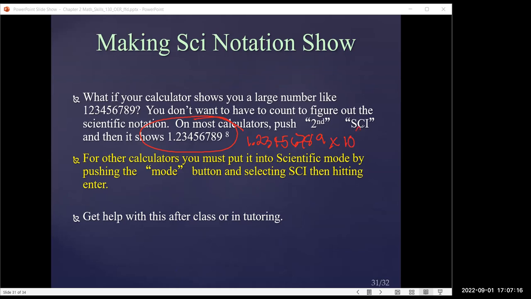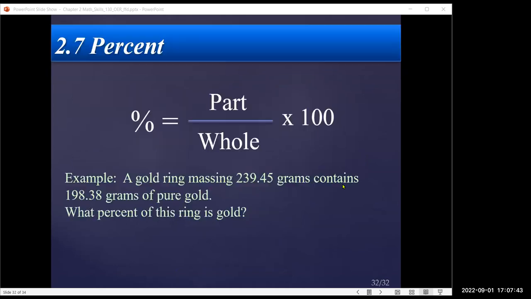Times 10 to the 8, okay? So that would be the correct format to put it in scientific notation. So look at your calculator, look at the manual, and read about scientific notation. If you're not familiar with it, let me know, and we'll make sure you're familiar with it, okay? Because you will need it for calculations.